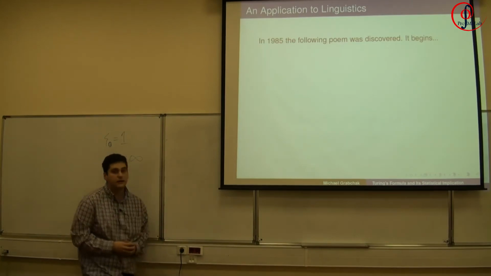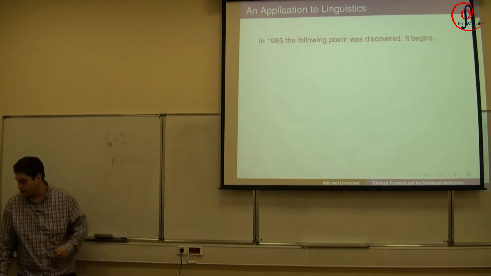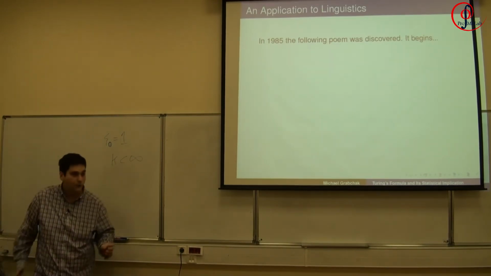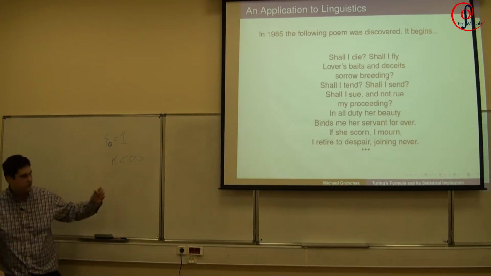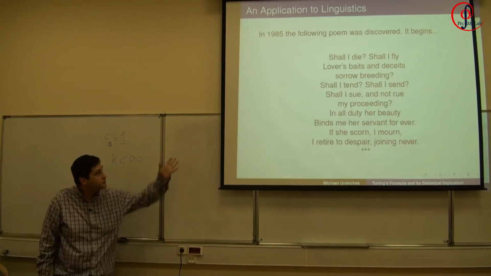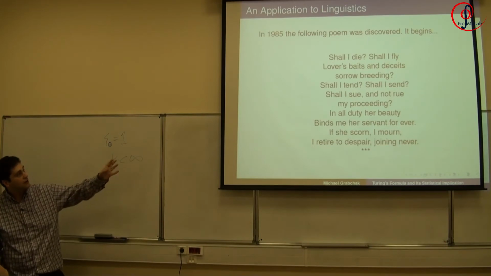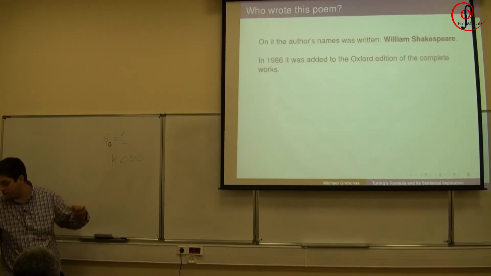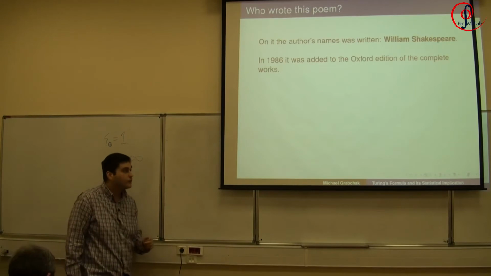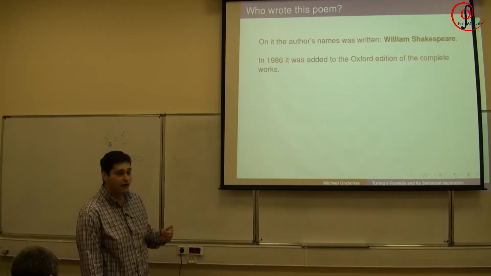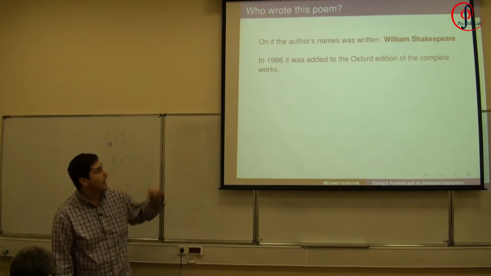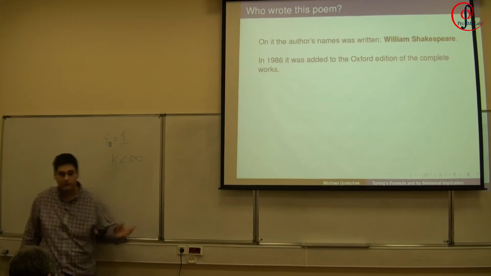So I'd like to discuss an application to linguistics, and in particular to authorship attribution. In 1985, the following poem was discovered. It's not a very long poem, about 9 stanzas, but it starts, "Shall I die, shall I fly?" and keeps going. When it was discovered, the author was given as William Shakespeare. Before 1985, nobody was aware of the existence of this poem, and in 1986, it was added to the Oxford edition of the complete works of William Shakespeare.